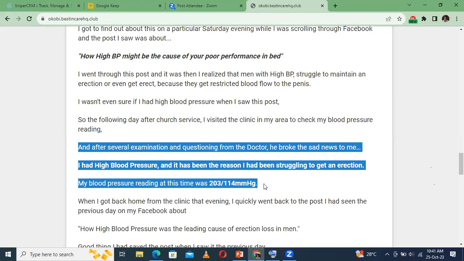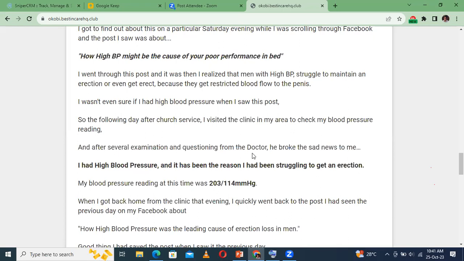So let's continue. So after several examinations and questioning from the doctor, he broke the sad news to me. I had high blood pressure, and it has been the reason I had been struggling to get an erection. My blood pressure reading at this time was 203/114 mmHg.